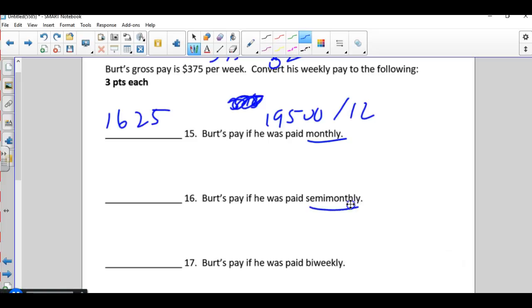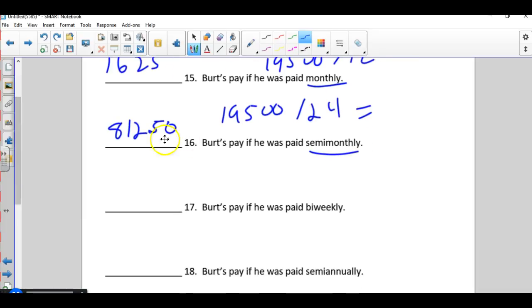For semi-monthly, remember monthly is 12, so semi-monthly is 24. So if I take $19,500 and divide by 24, that'll give me $812.50. That's a decimal, right there. This next one, biweekly. Remember, biweekly is 26 times. So if I take $19,500 and divide by 26, that's going to give me $750.